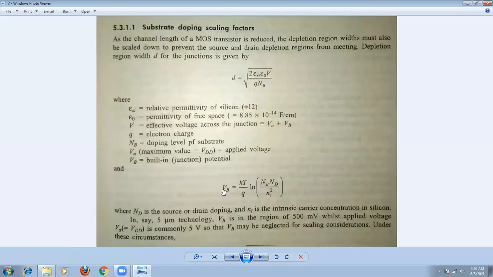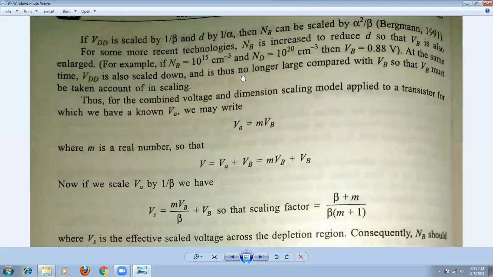When the doping concentration increases, we know the width of the depletion region decreases, but VB increases. From this built-in potential equation, just remember, VB is proportional to the doping concentration of the bulk material. And as NB increases, from this equation the depletion width decreases, right? Why does it decrease? Because NB increases. So here we have the condition: as NB is increased to reduce the value of D, VB is also enlarged.